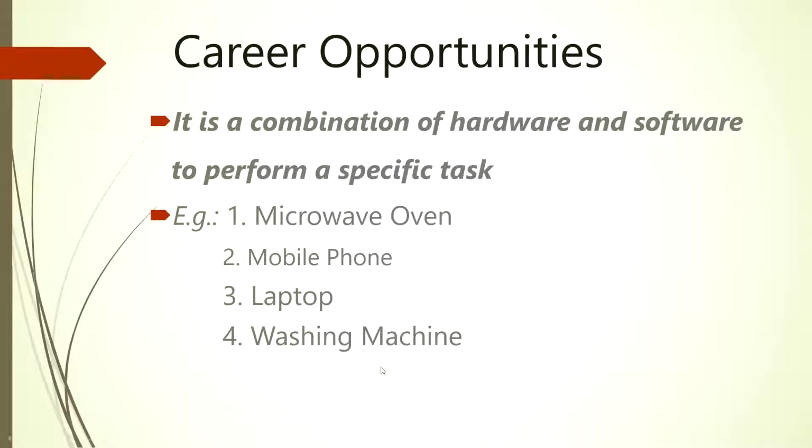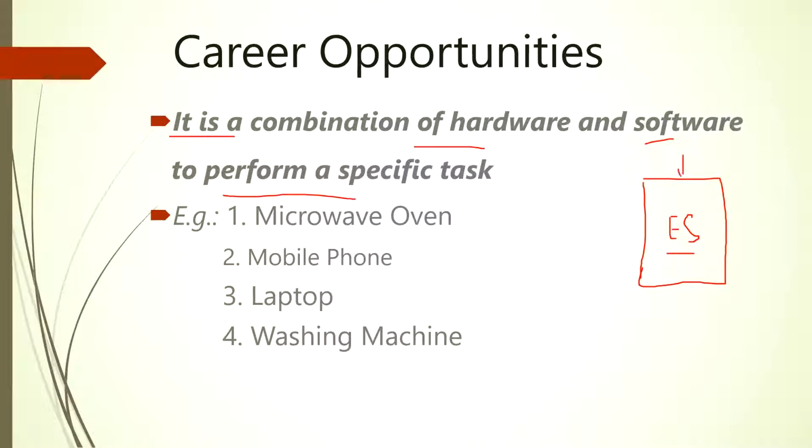Starting with this, first we should know what they mean by embedded system. It is a combination of hardware and software to perform a specific task. That means a system is there which has hardware of its own, and then it has software of its own. So then you can call that an embedded system. In short, it is called ES. It is nothing but a system having hardware of its own, and also software of its own.